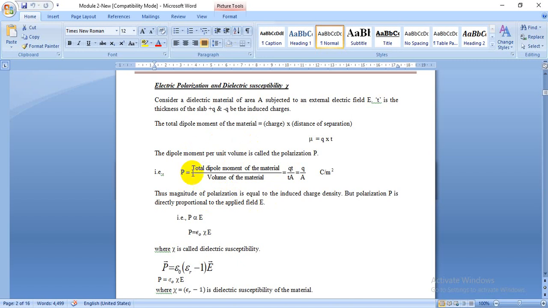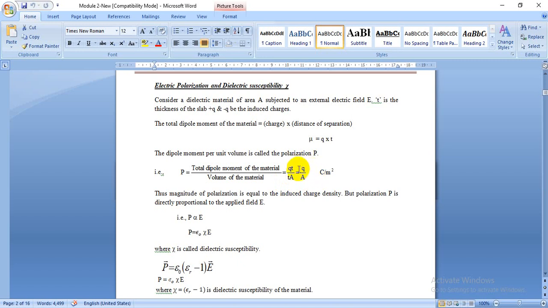We know the definition of polarization, but now I want to explain it in terms of a formula. It is the dipole moment of the material per unit volume. The dipole moment is written with the letter mu, divided by the volume of the material, V. The dipole moment is q into t, and the volume is the thickness, which means the distance, into the area. So t gets cancelled and we only get q by A.